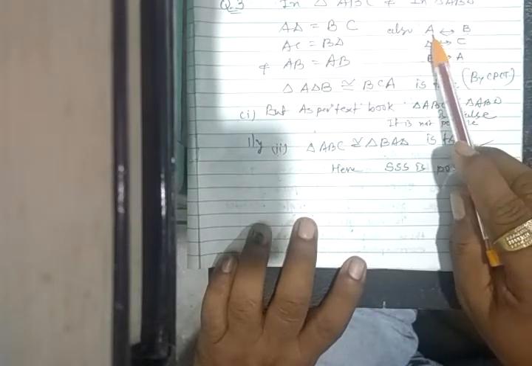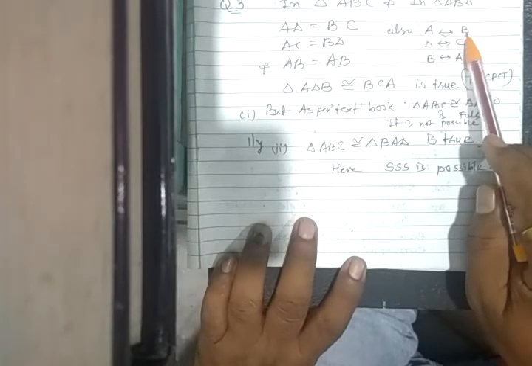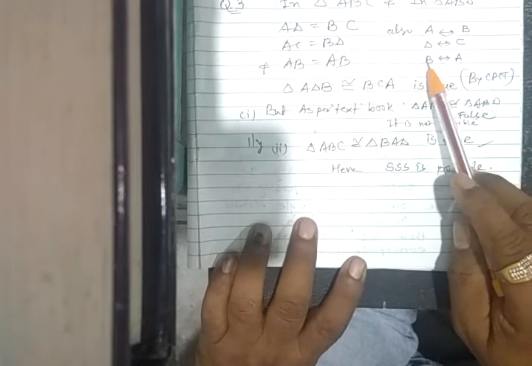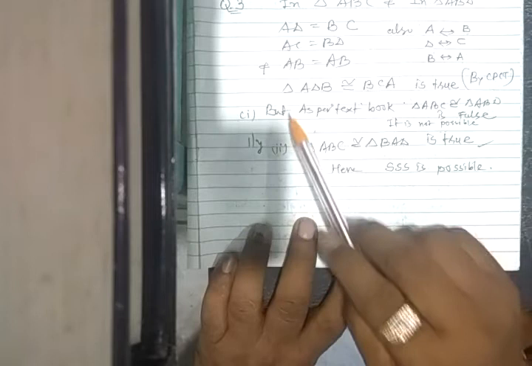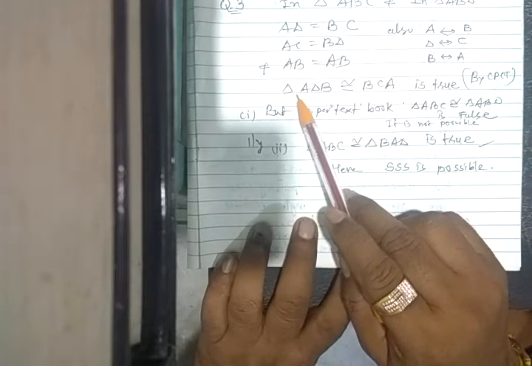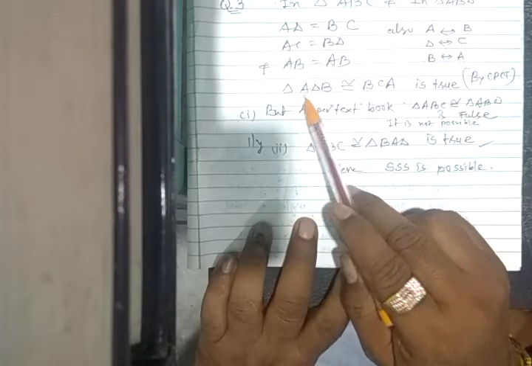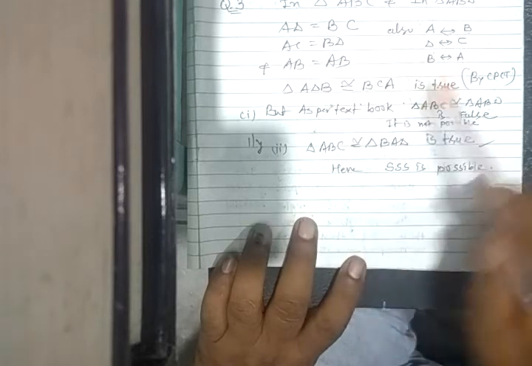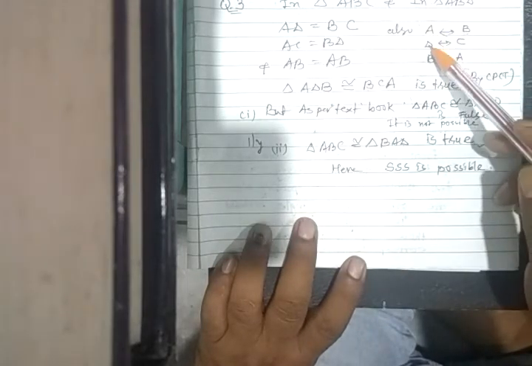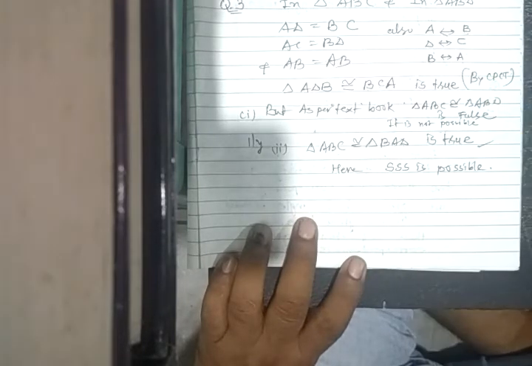Also, we can write the correspondence. Hence A corresponds to B, observe from the figure. Then D corresponds to C and B corresponds to A. So what do we write as the exact correspondence here? Triangle ADB is congruent to triangle BCA, true by CPCT, correct?